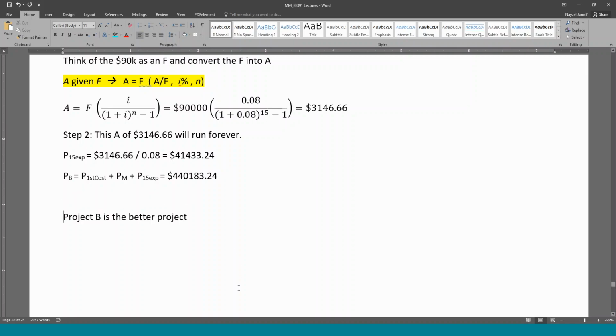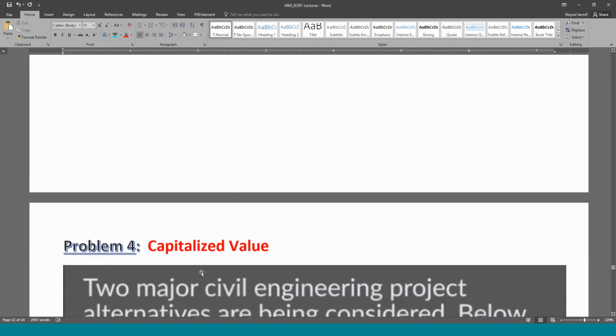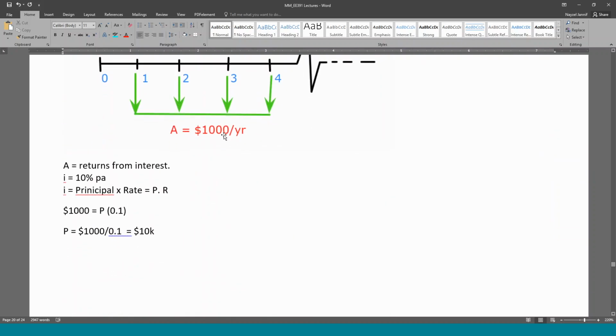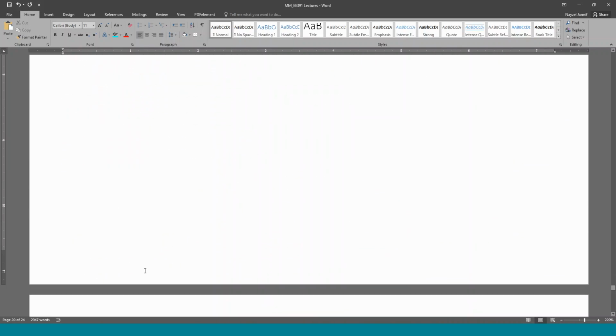All right, guys, so that's how we do this particular type of problem. The key difference is to understand how we were converting this annuity. If an annuity runs forever, then what do we do? That side example is very important.